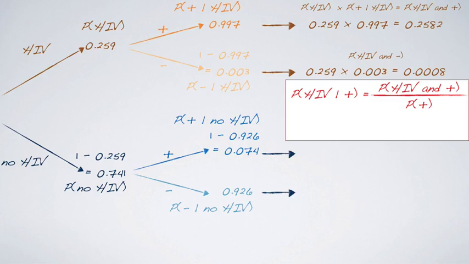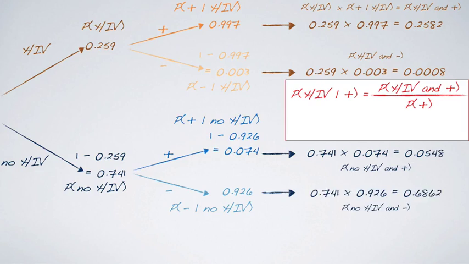We can keep going and calculate similar probabilities for the lower branch, the no HIV population, as well. The probability of no HIV and positive comes out to be 5.48%, and the probability of no HIV and negative comes out to be 68.62%. We've done a bunch of calculations so far, but let's go back to the task at hand.